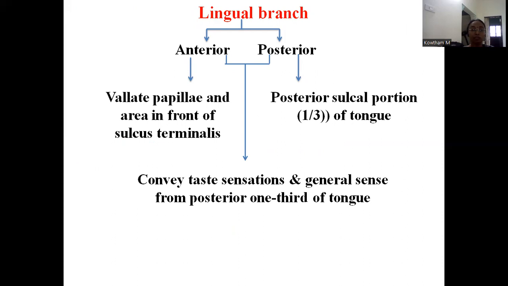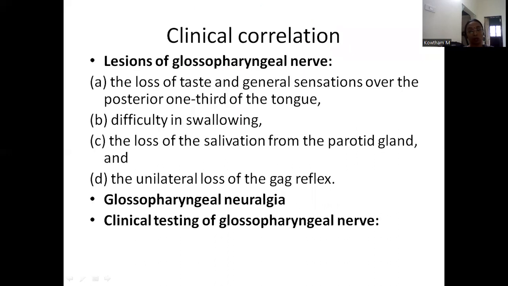Then we'll see the last branch, that is the lingual branch to the tongue. It divides into two, anterior and posterior. The anterior supplies the vallate papillae and the area in front of the sulcus terminalis, and the posterior branch supplies the posterior one-third of the tongue. Both these branches convey taste sensation and general sensation from the posterior one-third of the tongue. So with this, the branches are over.